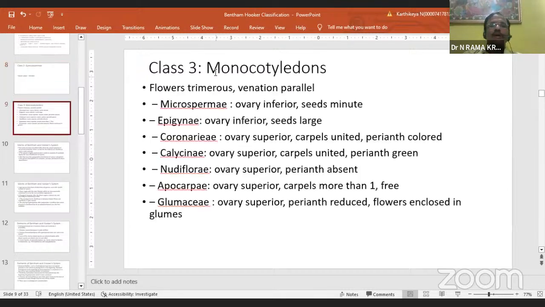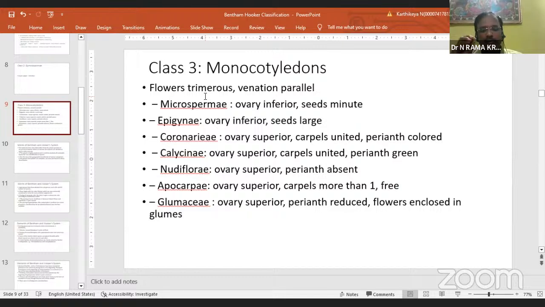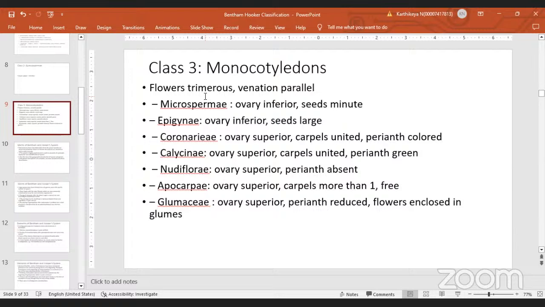Next, you see here monocotyledons. What is the meaning of monocotyledons? Single embryo, single cotyledon. So monocotyledon means embryo with single cotyledon, parallel venation, closed bundles. Flowers are triamerous, and fibrous root system. So that is of monocotyledons.